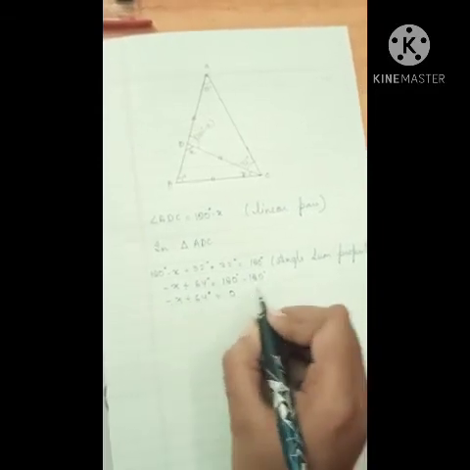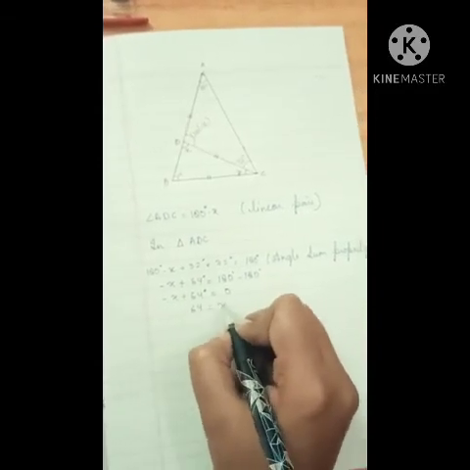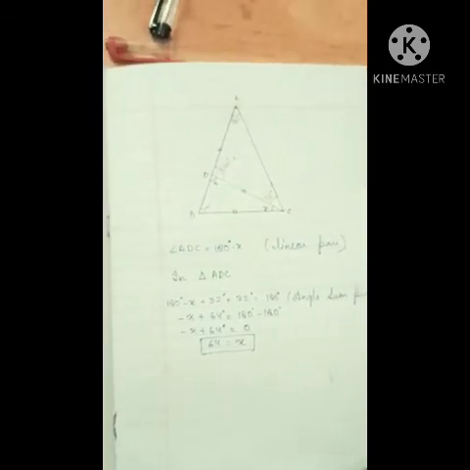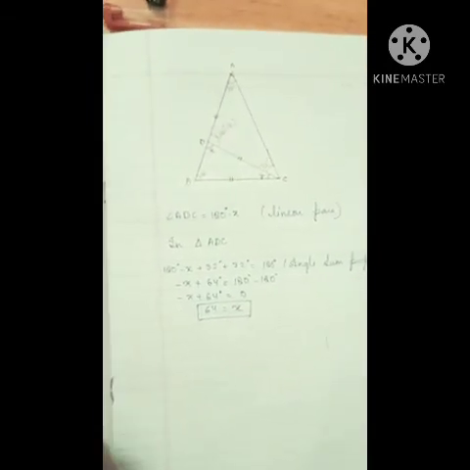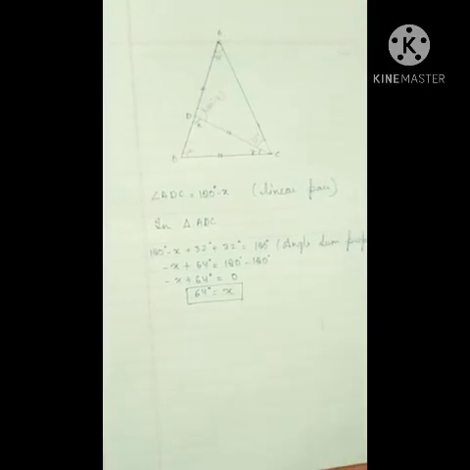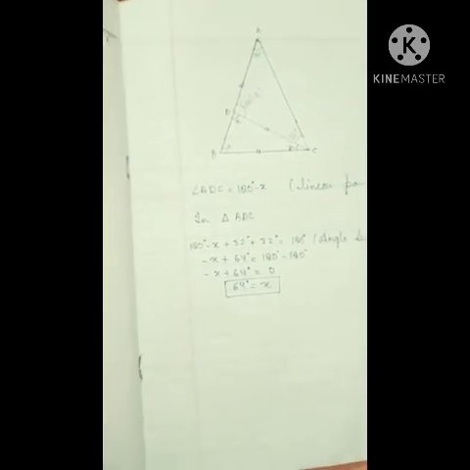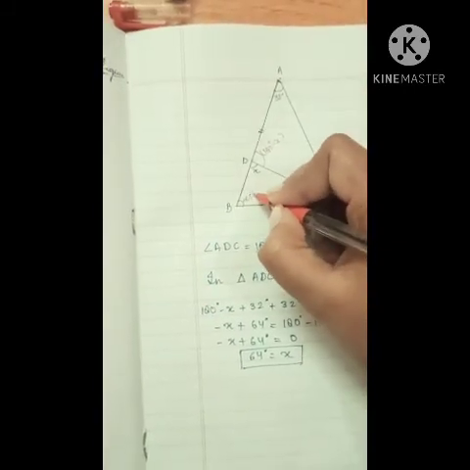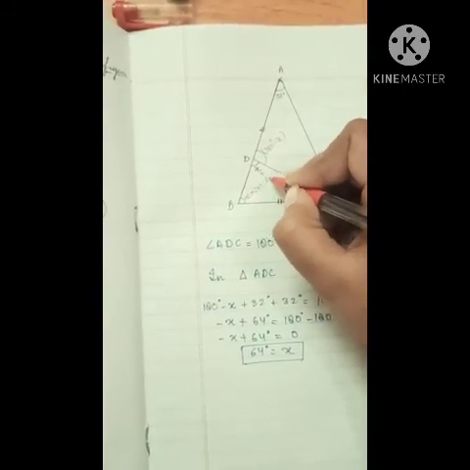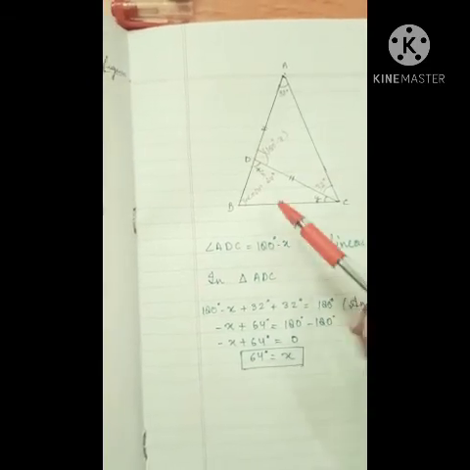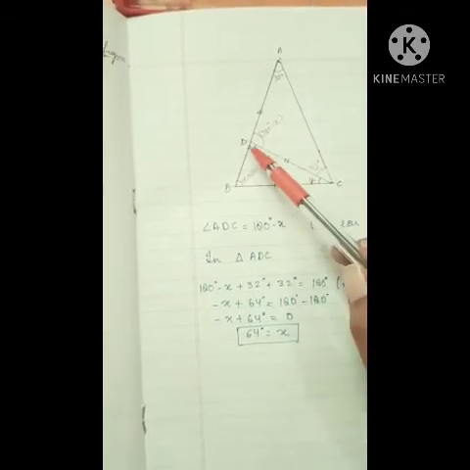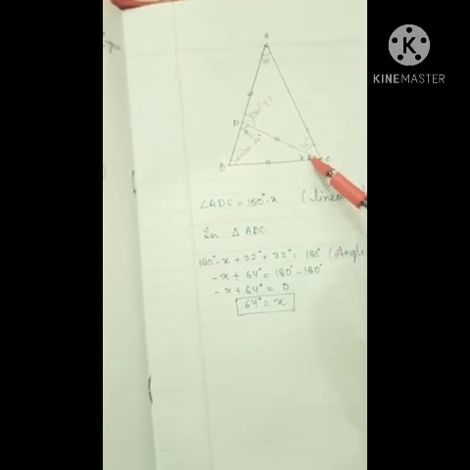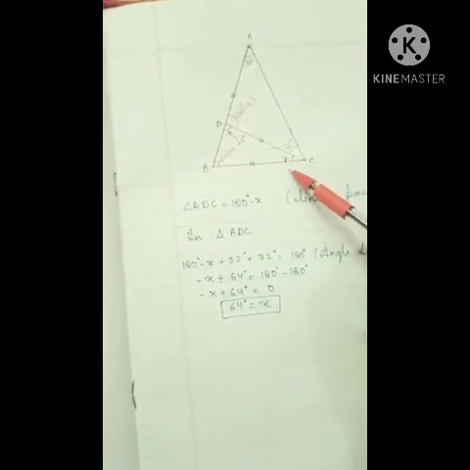Now we transfer this x this side. So here we get the value of x, 64 degree. Okay, so the angle x is equal to how much? Angle x is equal to 64 degree. It means these two angles are equal to 64 degree. Now in this triangle, we apply angle sum property here and we'll find out the value of y from here.